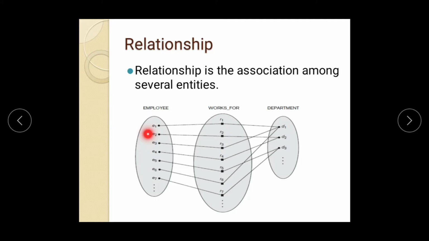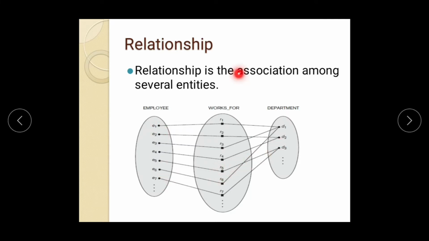Here the first, E1, is participating in a relation called R1 with the department D1. That is why a connection is given between E1 and D1 through R1. E2 participates in a relation R2 with D2. E3 is participating in a relation called R3 with D1. E4 is participating in a relation R4 with D2. E5 is participating in a relation R5 with D3, and so on.